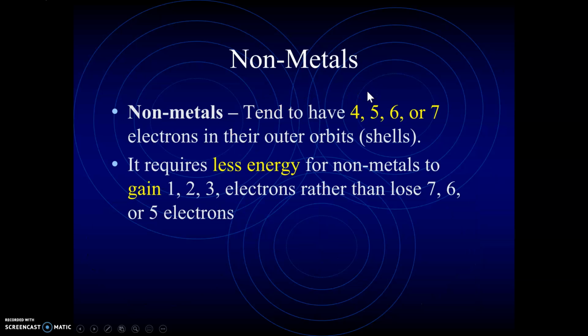Nonmetals tend to have more than 3 in their outer orbit. So they have 4, 5, 6, or 7 electrons. It requires less energy for nonmetals just to gain 1, 2, or 3 instead of losing 7, 6, or 5. So it's a lot less energy just to gain a few electrons than to lose a whole bunch.